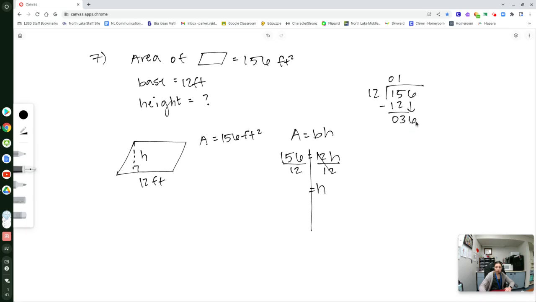Bring down the 6 and ask ourselves how many times 12 fits into 36. That would be 3 times. 3 times 12 is 36. Subtract, and we are all done. 12 fits into 156 13 times. So 13 equals h, or h, our height, equals 13 feet. We're labeling it with units, but because it is the height, it's just a dimension, not the area. It is just feet, not feet squared.